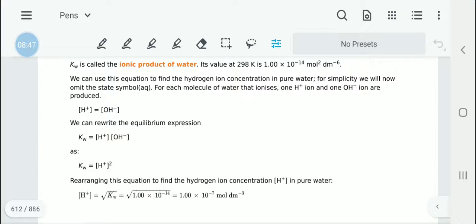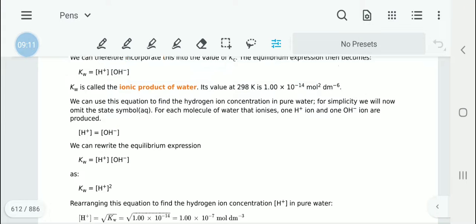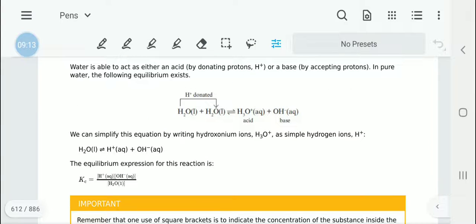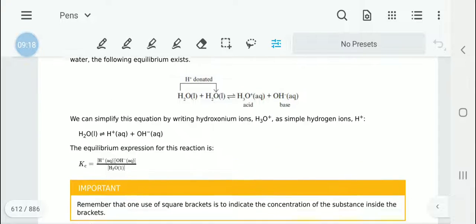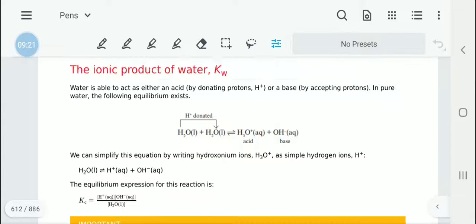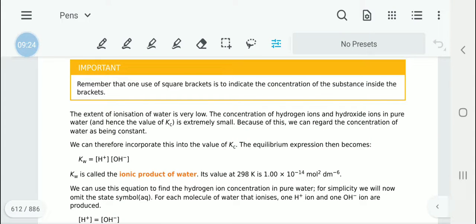Equilibrium expression can be written as Kw equals H plus ion concentration times OH minus ion concentration. Therefore, Kw is equal to H plus ion concentration squared. Then H plus ion concentration is equal to the square root of Kw. We know the Kw value is 1 × 10⁻¹⁴. Taking the square root, it becomes 1 × 10⁻⁷ mole per cubic decimeter. I hope you understood. If you have any doubts, please raise questions.